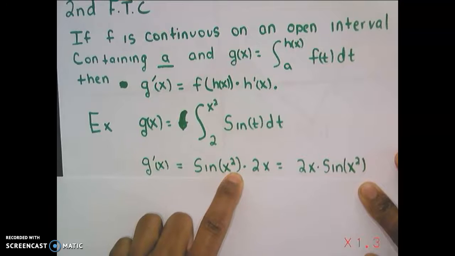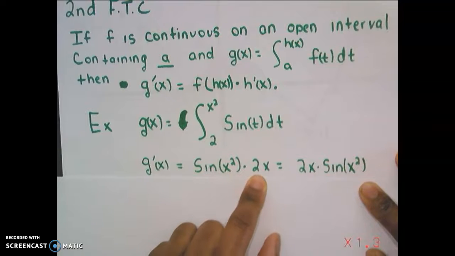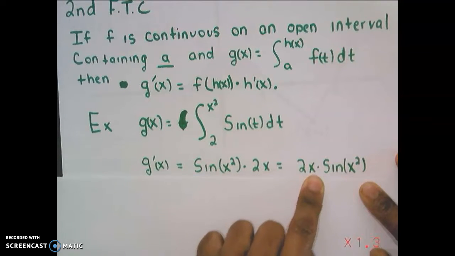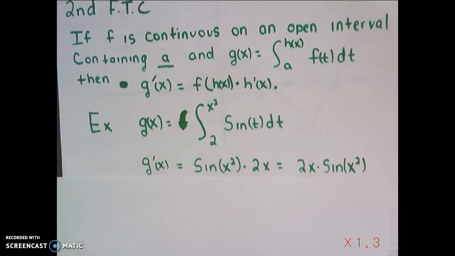And then we need to do what? Multiply by the derivative of what's inside the parentheses. And that's going to give us our 2x. And I went ahead and put the 2x in front because that is the most common way to write that expression. So that's basically the second fundamental theorem of calculus. And I created this problem to kind of show you what it would possibly look like on an AP exam.